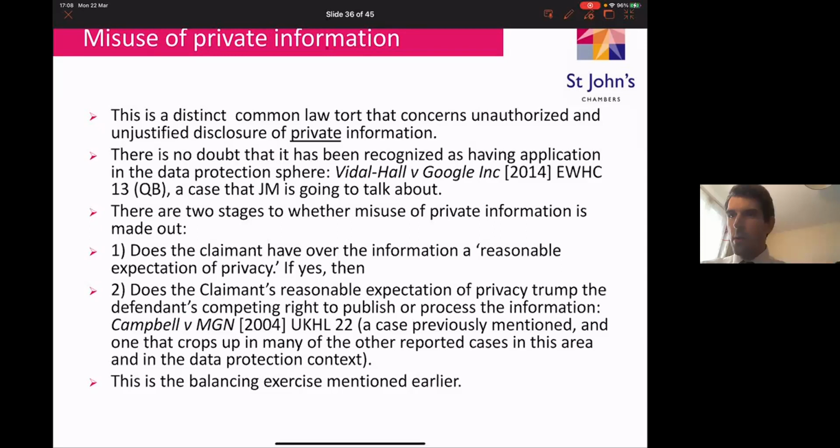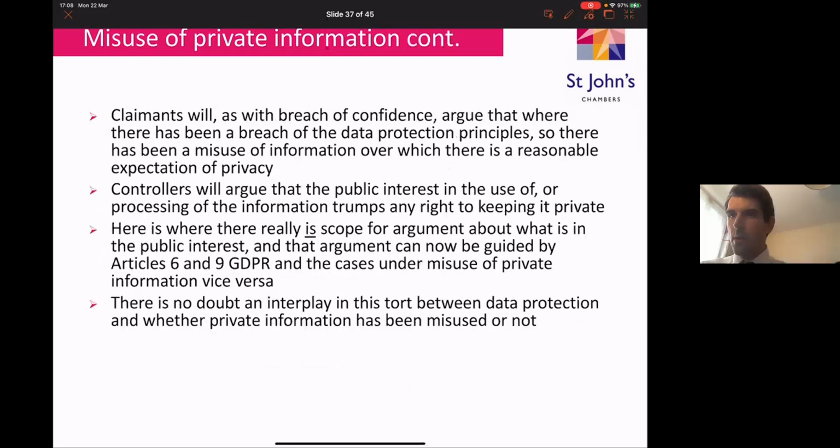And there are two parts to it. Is there a reasonable expectation of privacy over the information? And if there is, should the court, in carrying out the balancing exercise, prefer the controller's submissions in support of publication or processing? And here, that's where the public interest really comes into play as it's defined in the Campbell case.